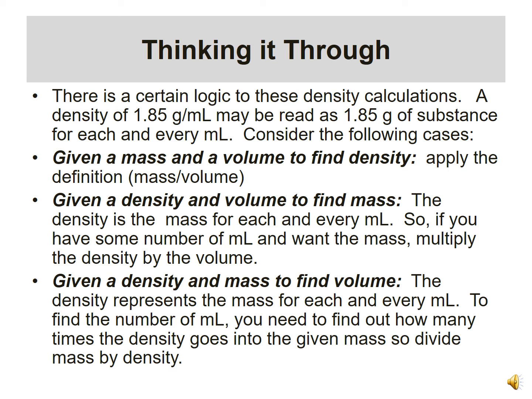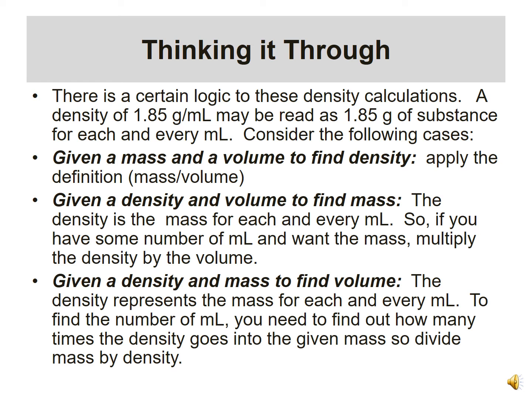So now, let's say we have a mass and a volume, we want to find the density. There's nothing fancy about that. That's just using the definition straight away. Density is mass divided by the volume. Take the mass, divide it by the volume. Now, if I have a density and a volume given to me, I want to find the mass. Then you have to think, before we took the algebra approach and did it, let's think of it this way. The density is the mass for each and every milliliter that you've got.